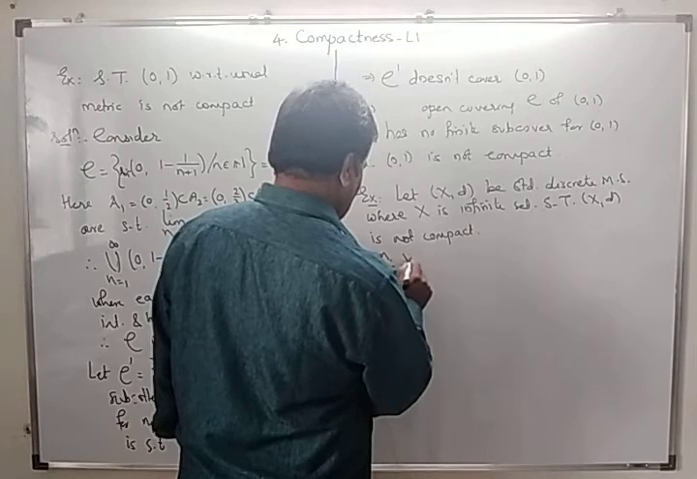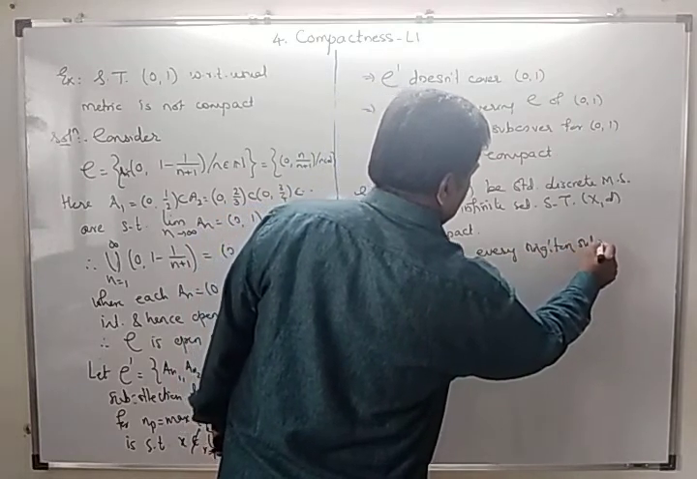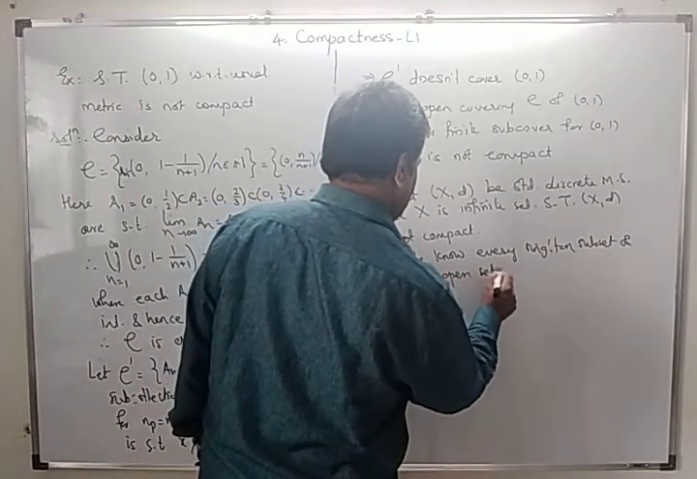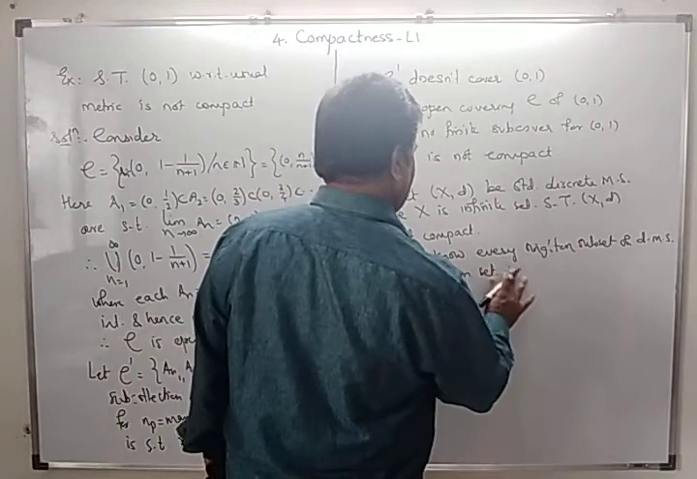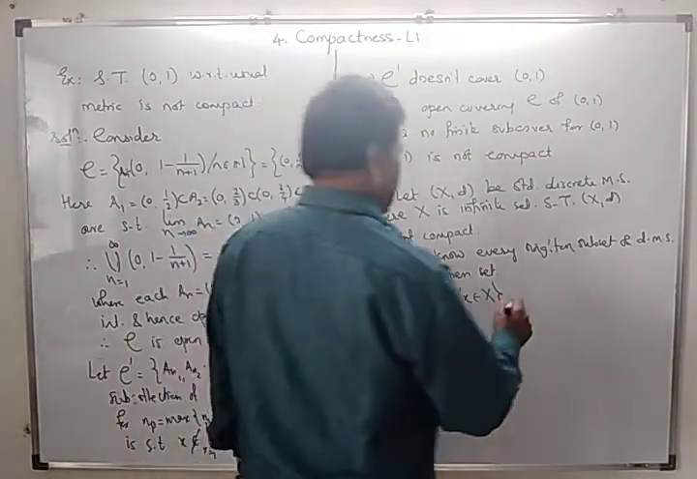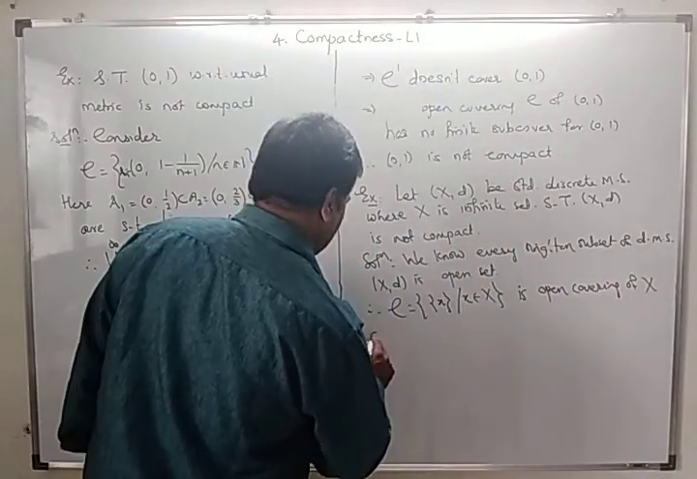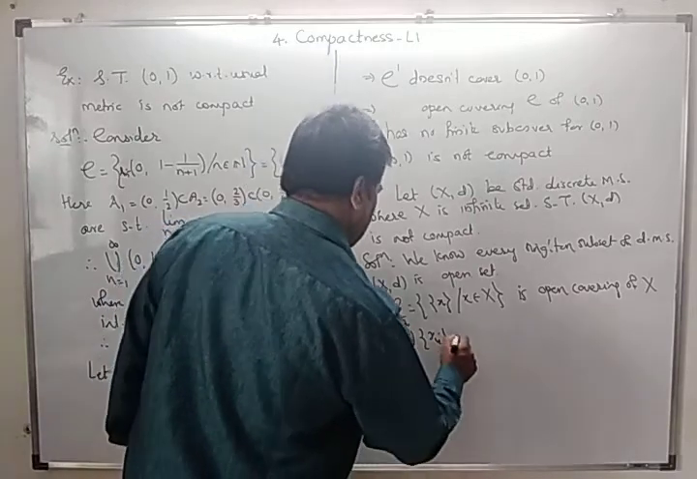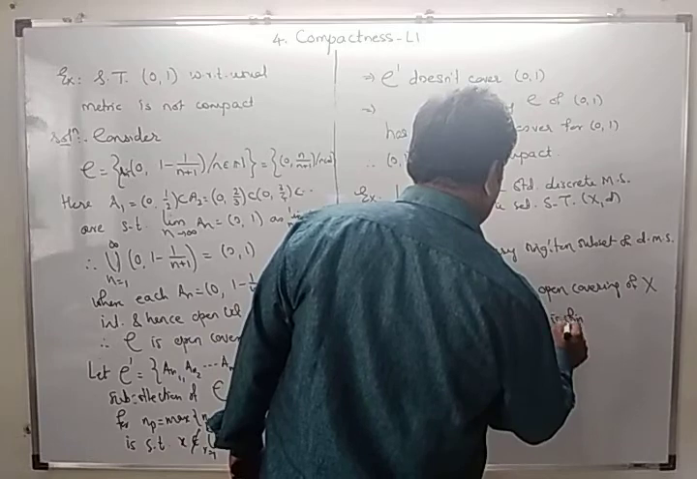Solution: we know every singleton subset of (X, d) is an open set in a discrete metric space, and therefore C equal to the collection of singletons {x}, x varying in X, is an open covering of X, such that the union of singletons {x_i}, i equal to 1 to n, is not equal to X, as X is infinite.